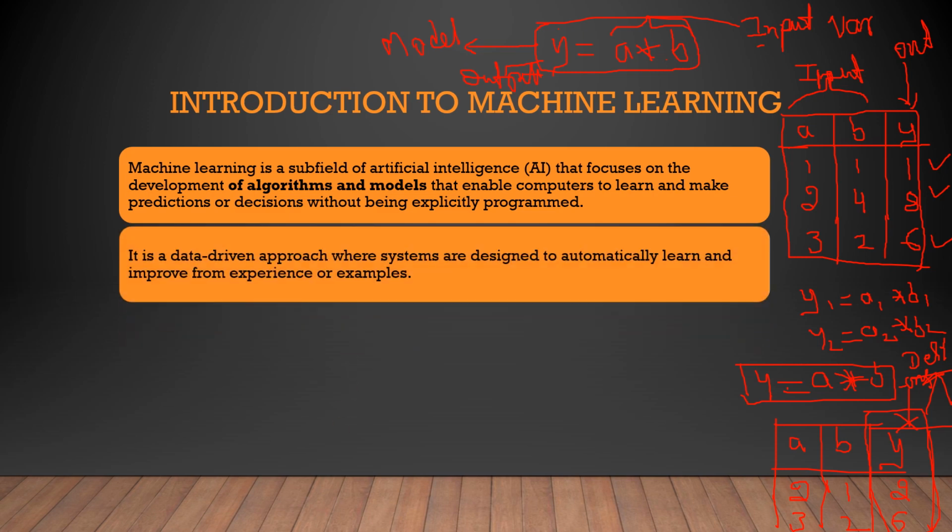So what next? It's a data-driven approach where systems are designed to automatically learn and improve from experience or examples. If we see the example, this is the data which has been given to the machine. It interprets and learns what the formula is for this given value of y, and how these values are generated. It analyzes and comes to the conclusion that these values are got by multiplying a and b. So it concludes that y equals a into b is the formula, or the model. That's what it is.